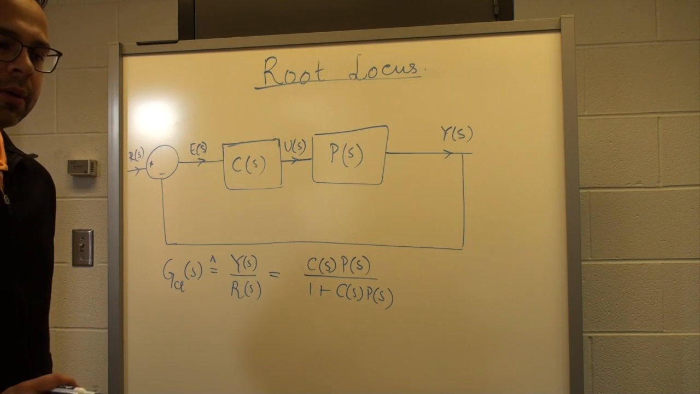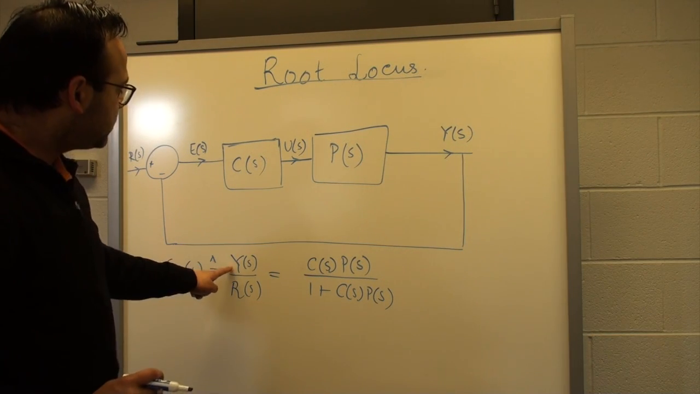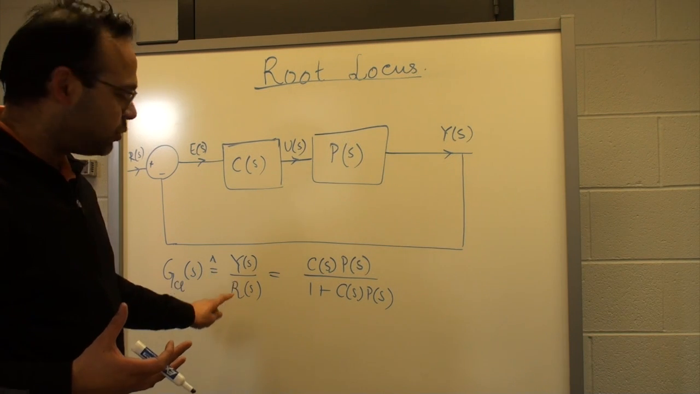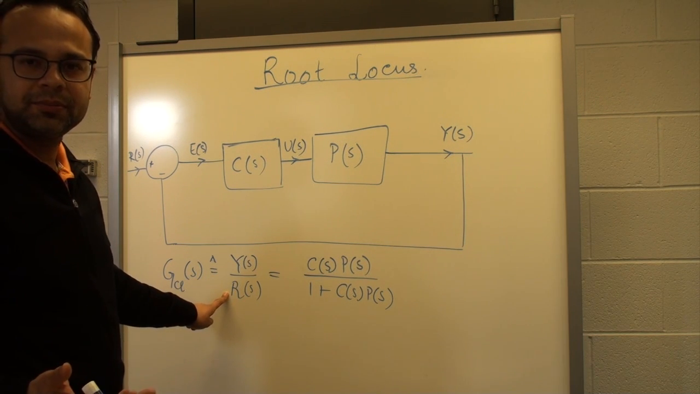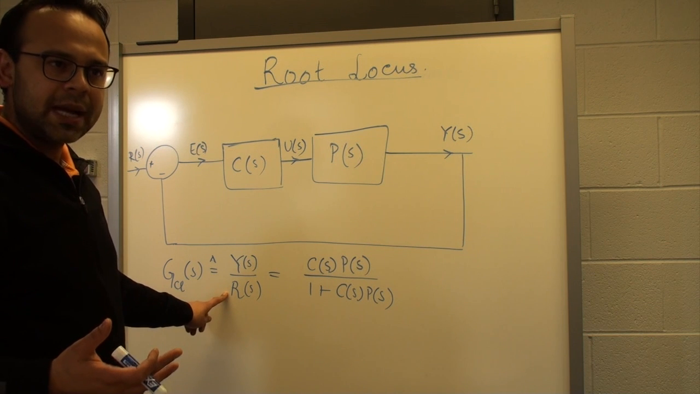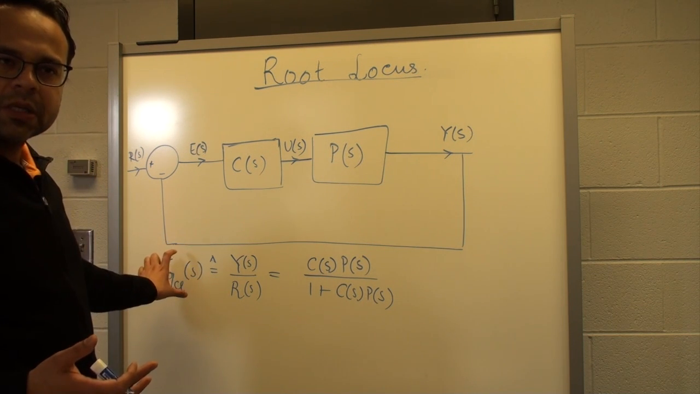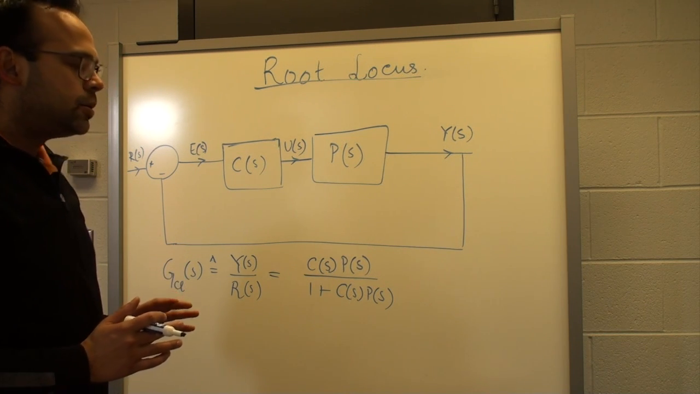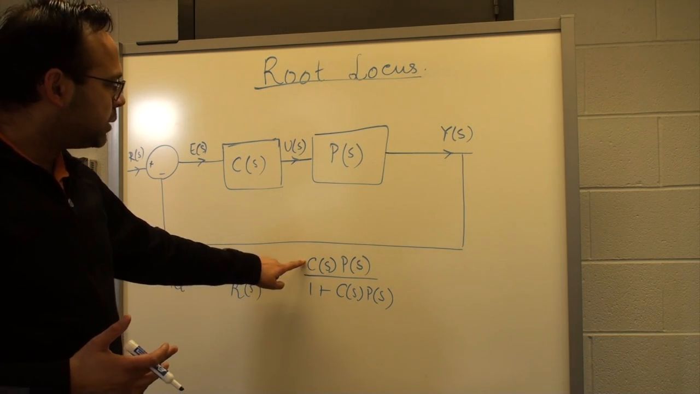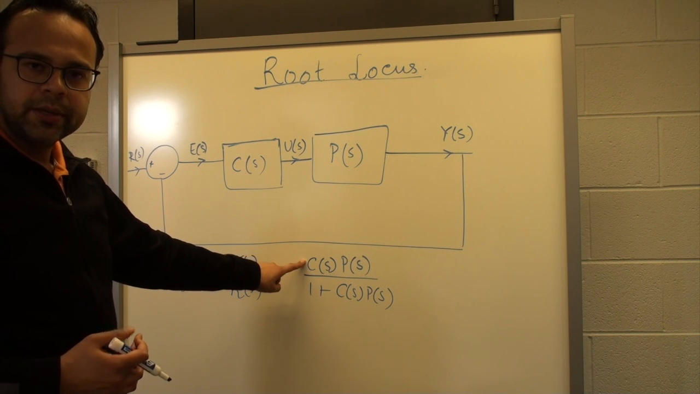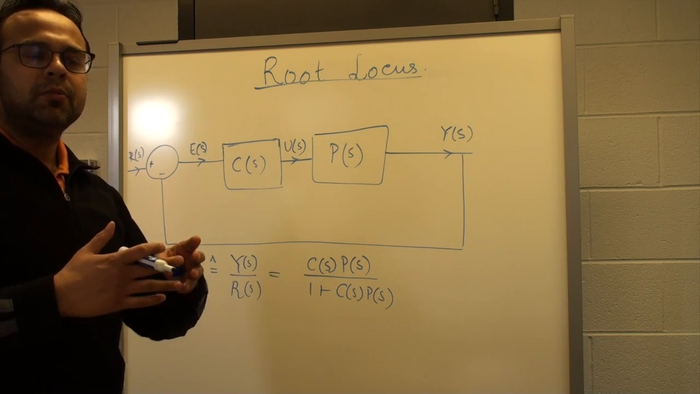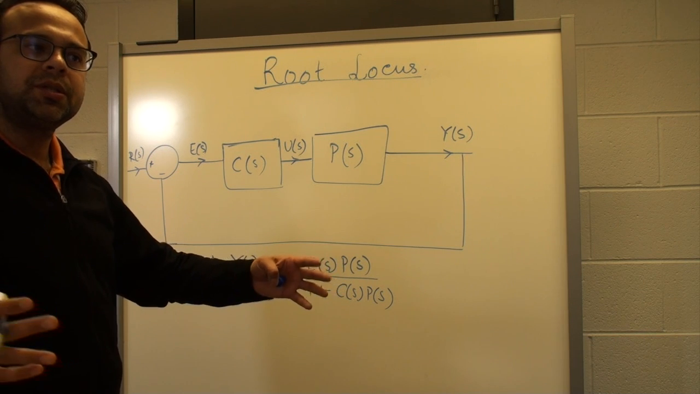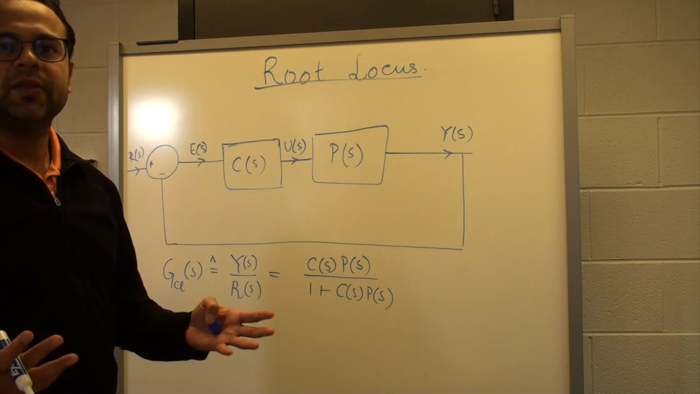Right. Now, you want the output to behave a certain way when you provide a reference input, right? In order to do that, this transfer function needs to have its poles in certain places. So you can achieve that by tuning the C block, right? So this is an extremely broad-ranging problem because the C block can be pretty much anything, right?